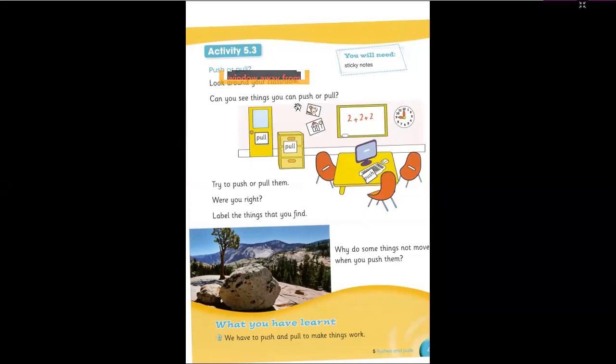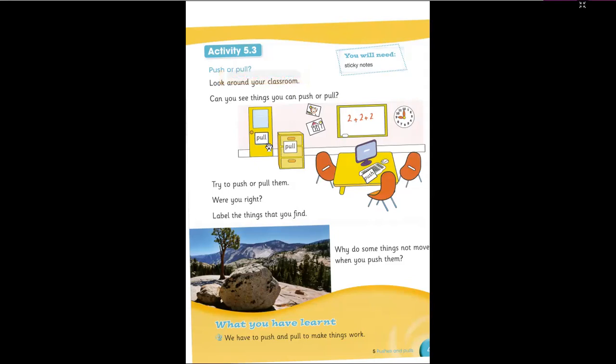As you can see here, on the door it is written pull. Last year, we did an activity in which the boys brought sticky notes, and they put them on things by writing on them whether it is a push or a pull. So when we want to open the door, we apply a pull force. When we want to close the door, we apply push force. When we push, the door will close.